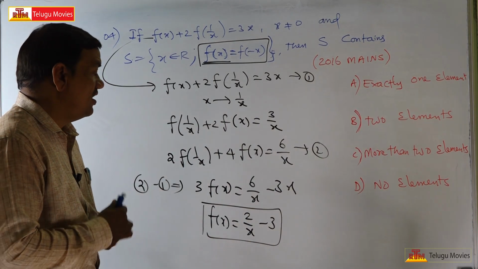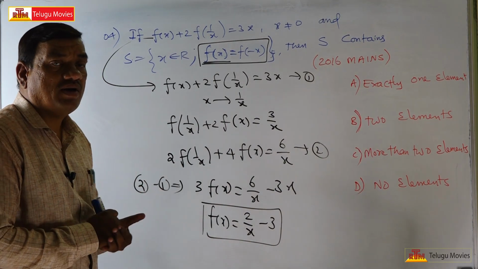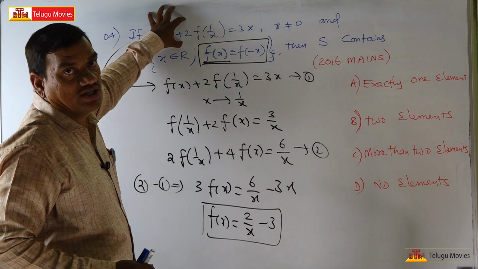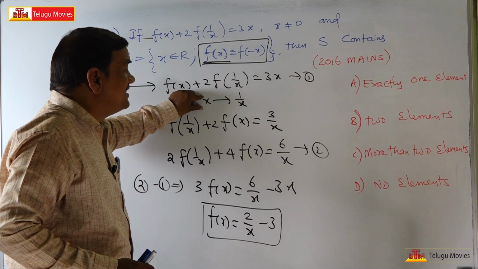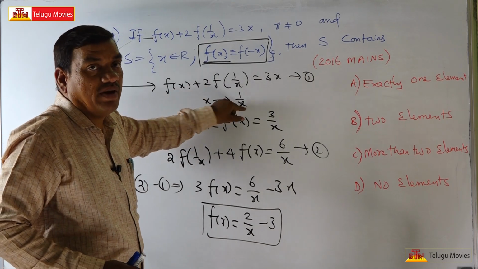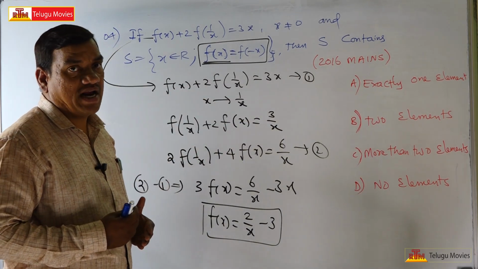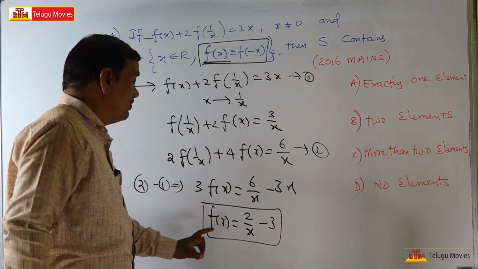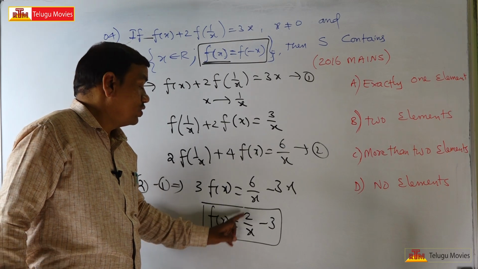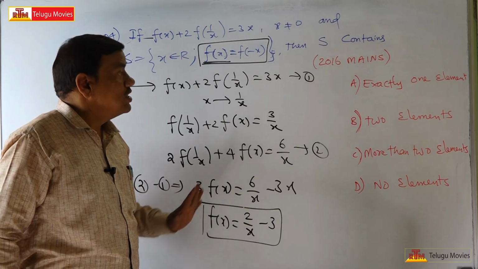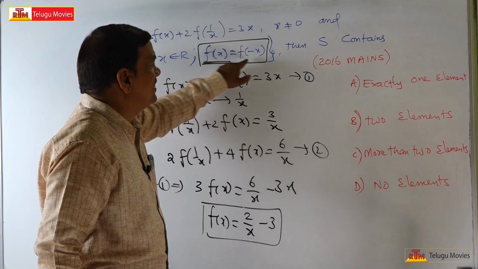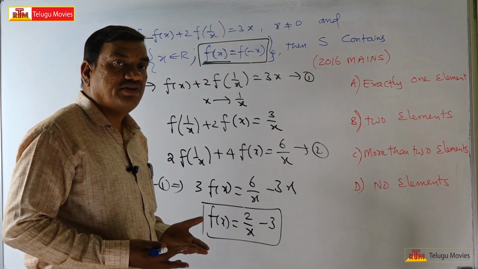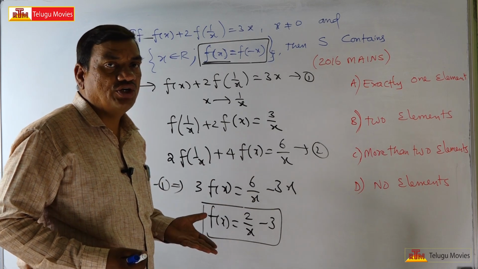Understand? So this is your f of x. This is one of the best techniques to extract f of x from the given expression. Simply replacing x with 1 by x and subtracting, automatically f of 1 by x will get cancelled. You will get f of x is equal to 2 upon x minus x. Okay. So from this we will apply this condition and we will get an equation. Solve that equation, we will get the answer. So let us continue the solution.